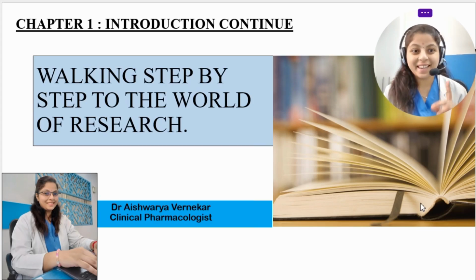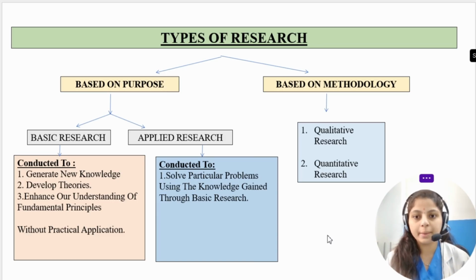So let's move on to the second part of our journey, that is the introduction part, in which we are going to learn what are the types of research. In types of research there are two types. One is based on the purpose and the second one is based on the methodology. So based on the purpose, mainly there is basic research and applied research.